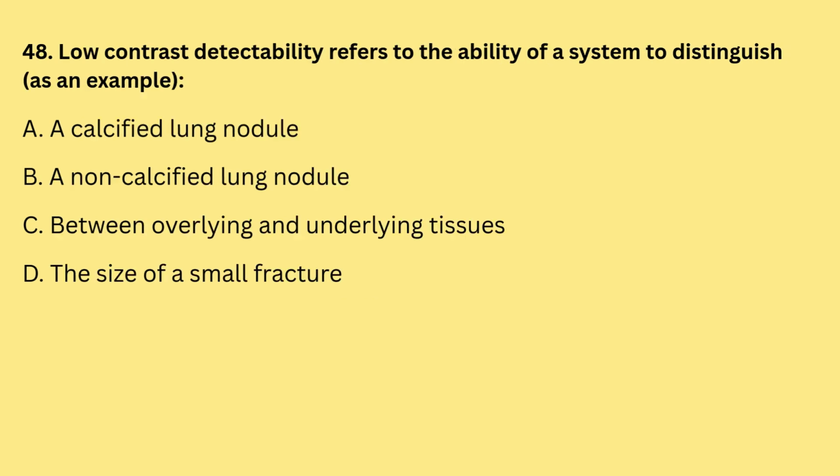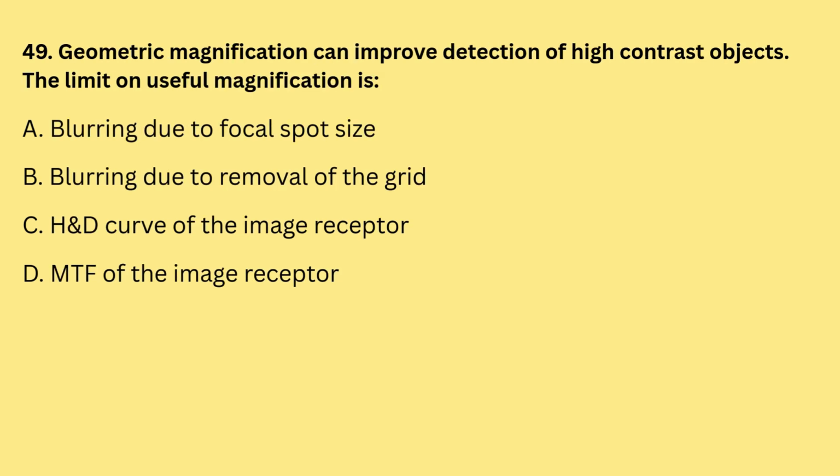Number 48. Low contrast detectability refers to the ability of a system to distinguish dash as an example. The answer is B, a non-calcified lung nodule. Number 49. Geometric magnification can improve detection of high contrast objects. The limit on useful magnification is, the answer is A, blurring due to focal spot size.